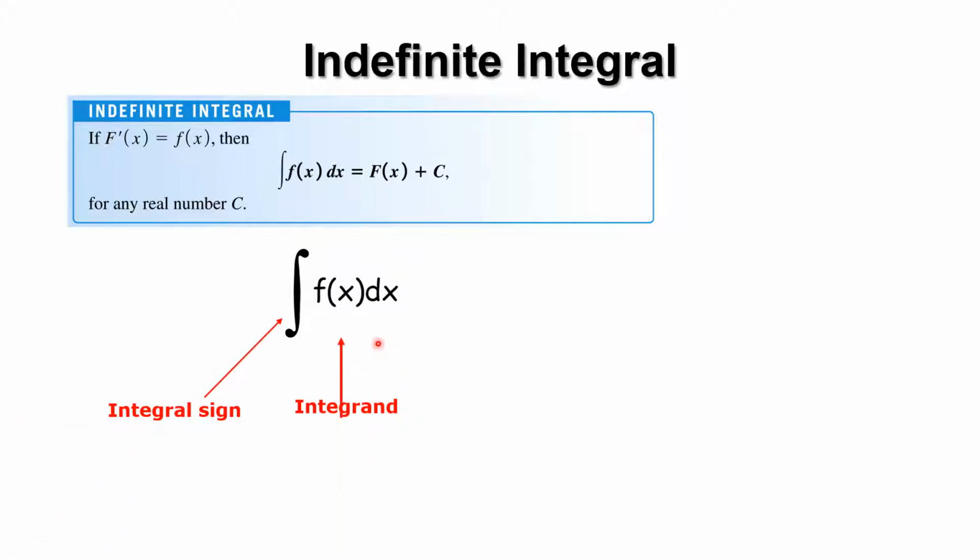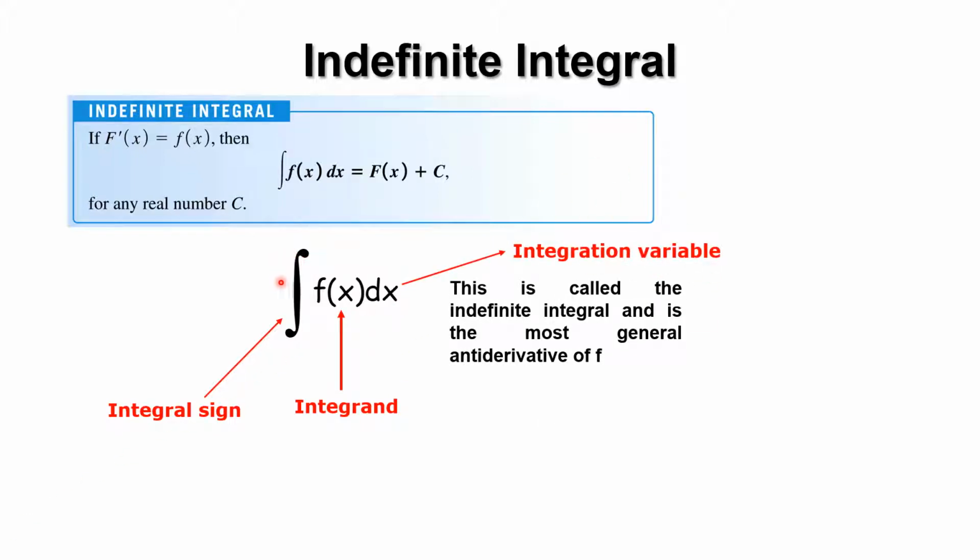For example, this is known as the integral sign. f(x), the function being integrated, is known as the integrand. And dx simply means the variable that you are integrating with respect to. So for example, if you have dt, meaning your function most of the time is in terms of t, you're actually integrating with respect to t. For this function here, you are integrating with respect to x. This is called the indefinite integral and is the most general type of antiderivative of a function.